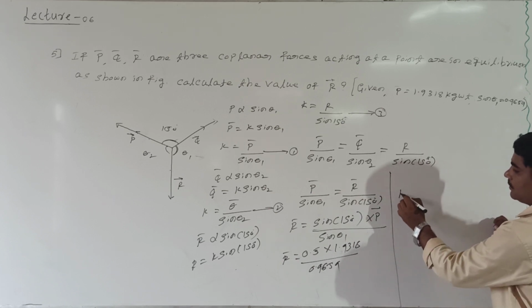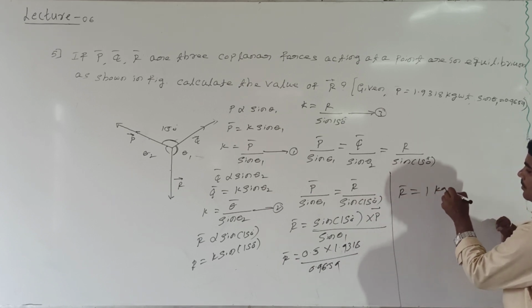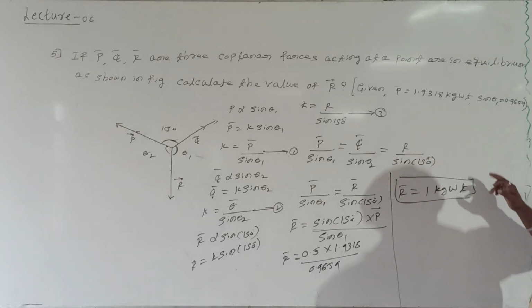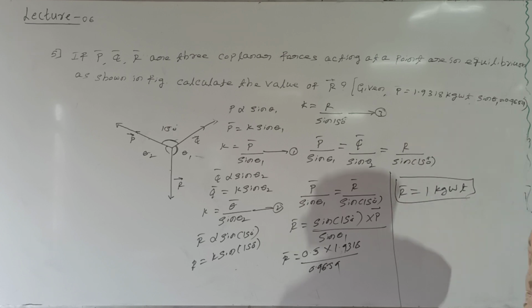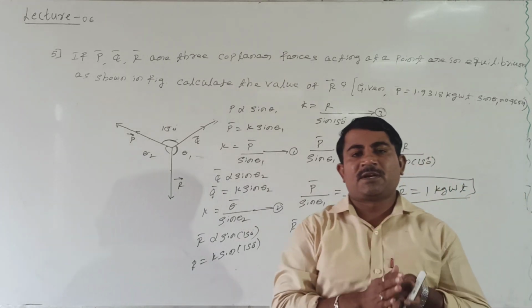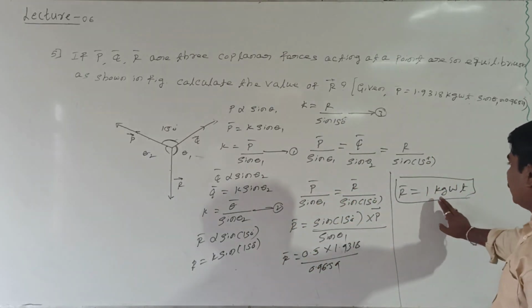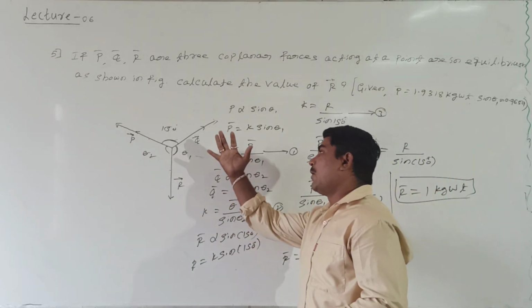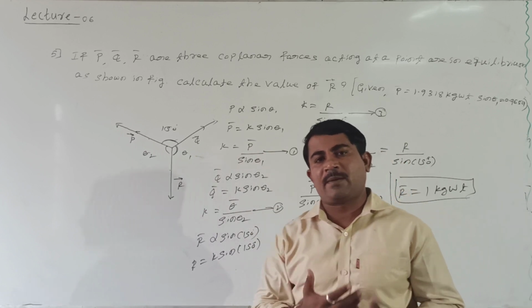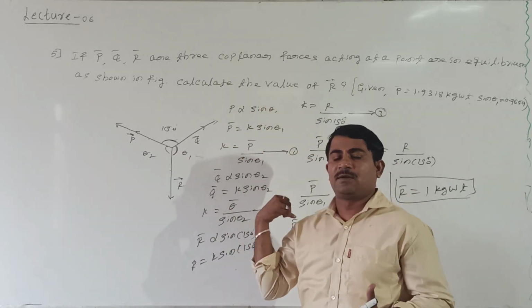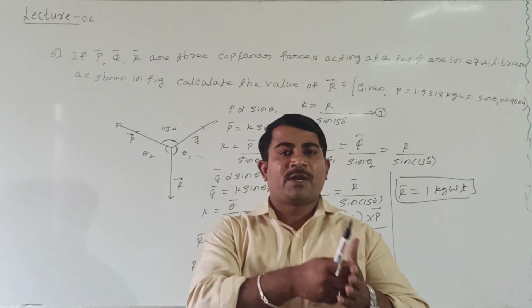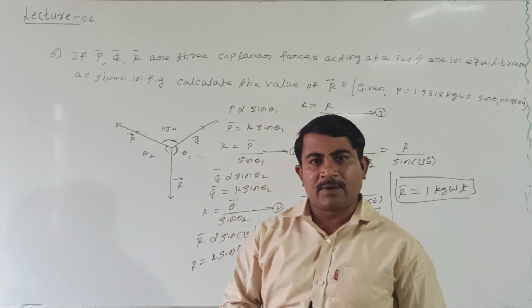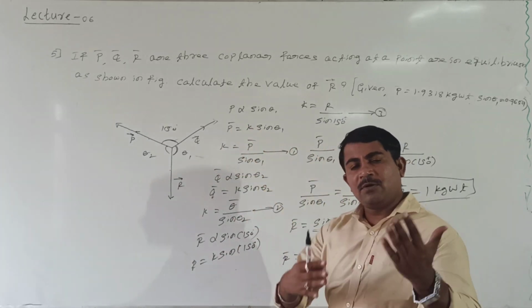Vector R equals 1 kg weight, because the force is given in terms of kg weight. The resultant vector can be represented by R equals 1 kg weight using Lami's theorem. Already you have learned Lami's theorem, so this is how to solve simple problems on it. You can confirm by this numerical. Students, I will give a few numericals concerned with vectors. Just solve them. Two more numericals I will give as homework.